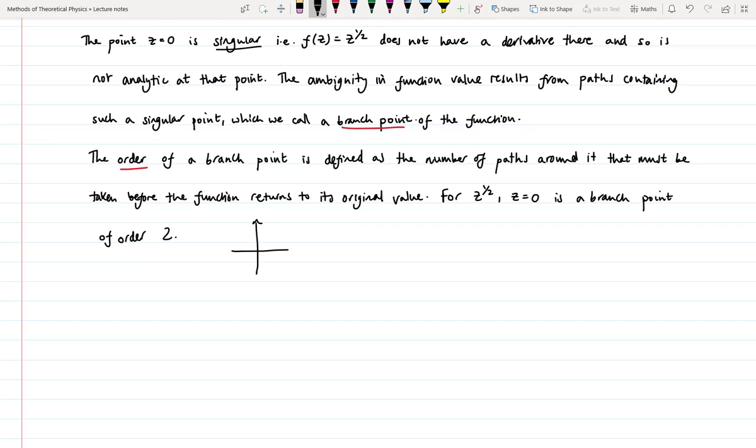As a very quick sketch, imaginary part of z, and the real part of z, we have to make an excursion that looks something like that to get back to the original value.